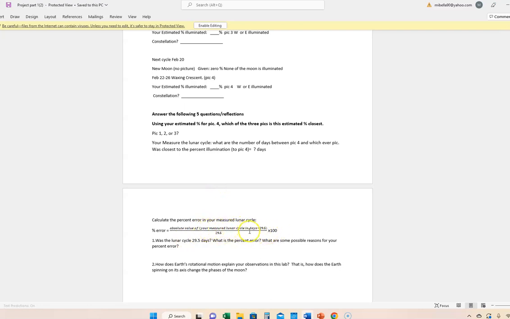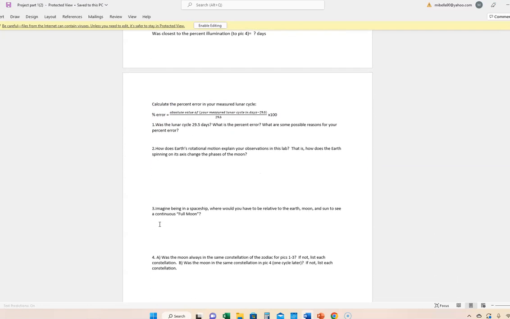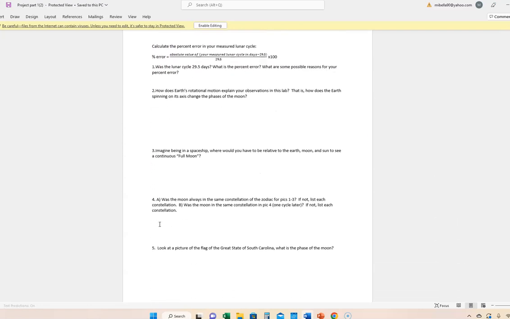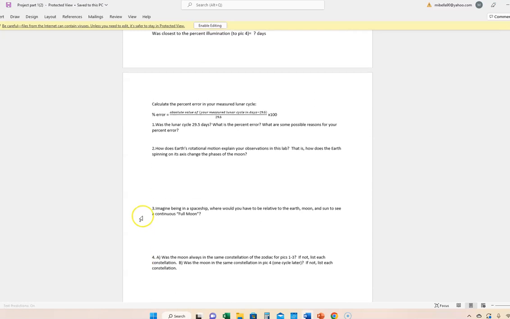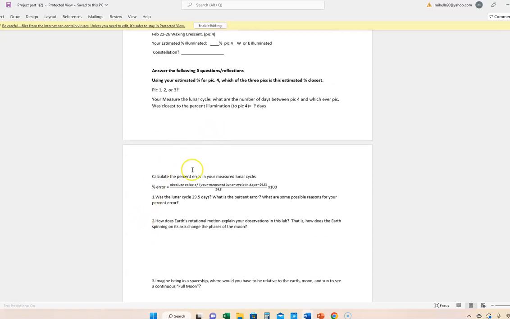So you're going to measure the number of days in your lunar cycle that you actually used. Take the absolute value of your number of days minus 29.5, and then divide the absolute value of that by 29.5. That's going to be your estimated percent error. That's the basic idea. Then answer these questions, and submit it just like you submit your laboratories.